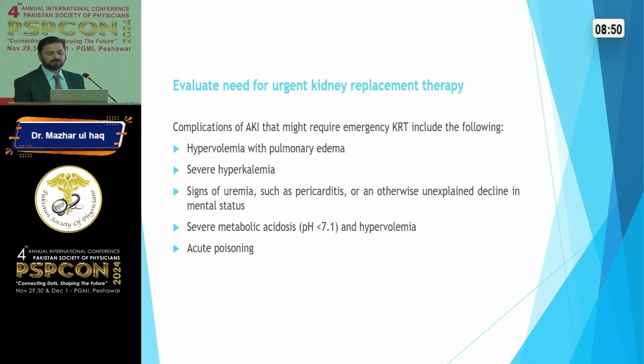If a patient has pulmonary edema, severe hyperkalemia, or is uremic, with uremic symptoms like pericarditis, nausea, vomiting, or CNS symptoms, in those cases you will have to go for dialysis. Or if there is hypervolemia along with them, severe metabolic acidosis with a pH of less than 7.1, or acute poisoning, you will have to go for renal replacement therapy as well.